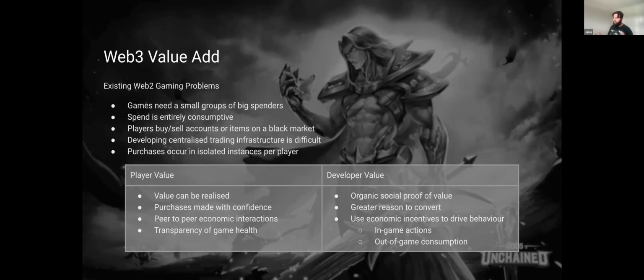And finally, using economic incentives to drive behavior. I've kind of touched on this a bunch. This is the crux of how I do my job. But essentially, because the open economy exists, we can drive user behavior based on economic incentives. And this is something that really opens up so many opportunities in games that we haven't seen previously.